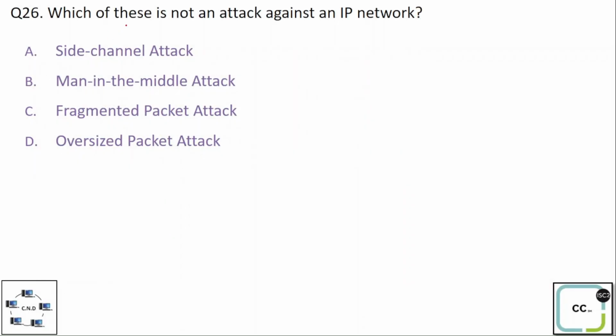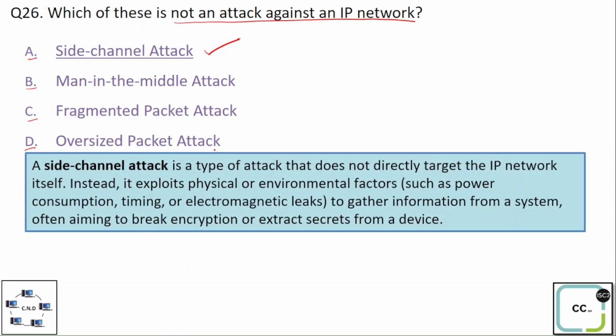Question number 26. Which of these is not an attack against an IP network? And the options are option A, side channel attack, option B, man in the middle attack, option C, fragmented packet attack, and option D, oversized packet attack. And the correct option is, so the side channel attack is basically not against an IP network.